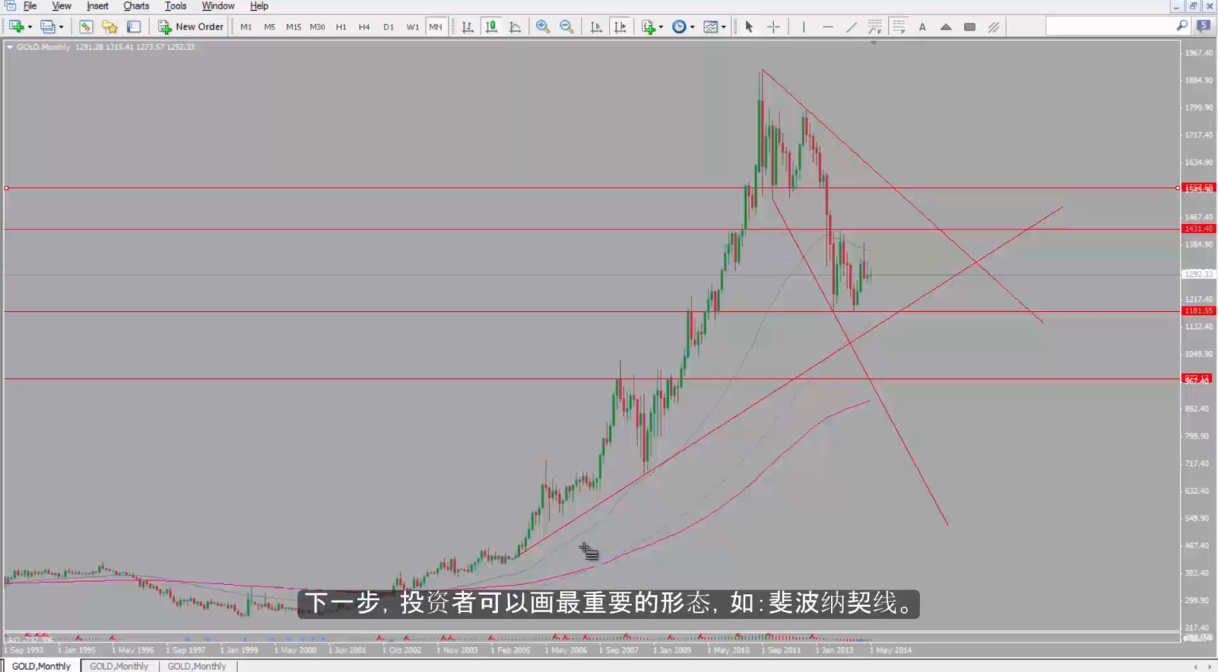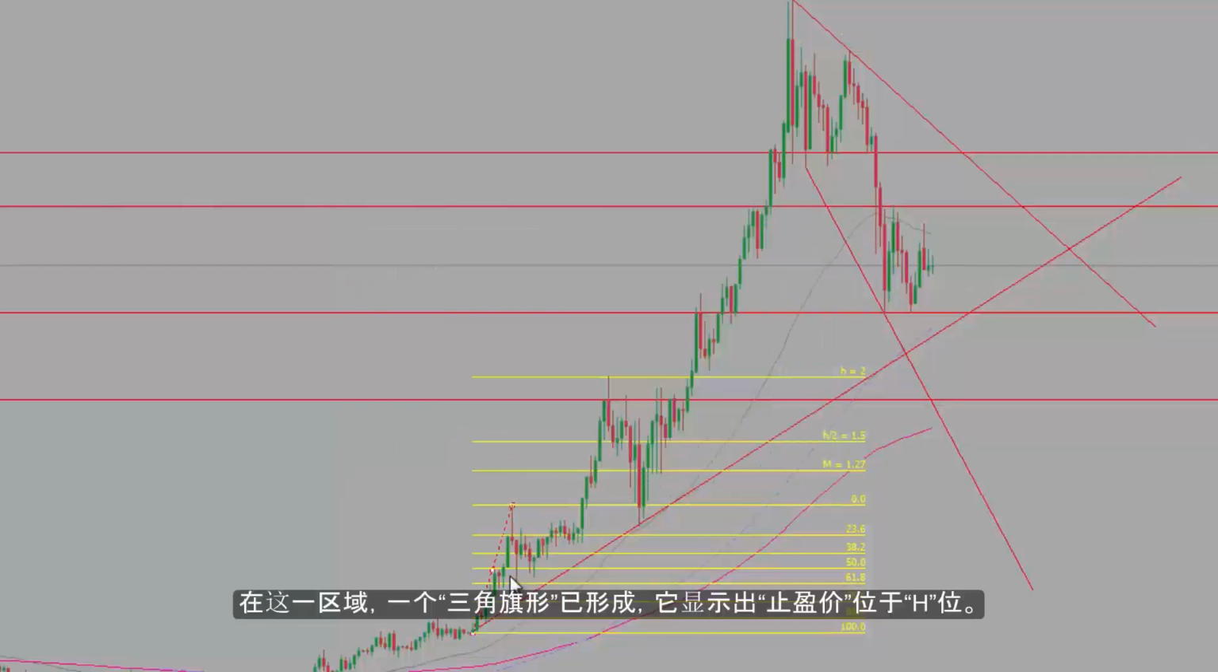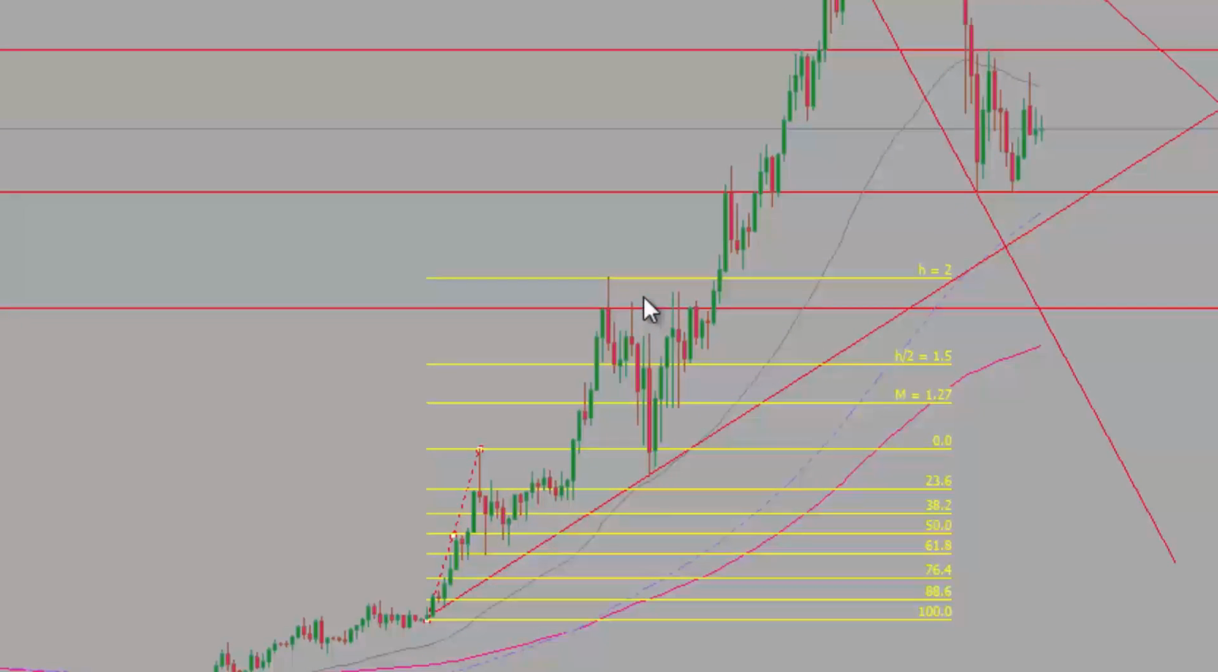On the next step, a trader can draw the most significant patterns, such as Fibonacci. After attaching this pattern, a trader can remove the negligible levels. On this region, a pennant pattern has been formed that showed TP price on level H. Thus, this pattern showed a valid buy signal.